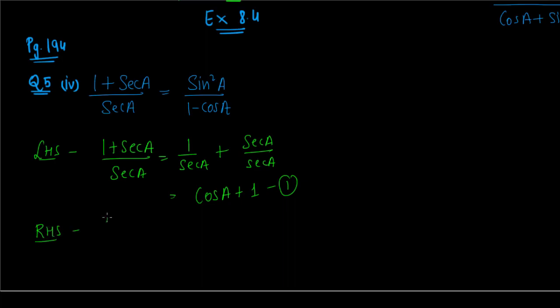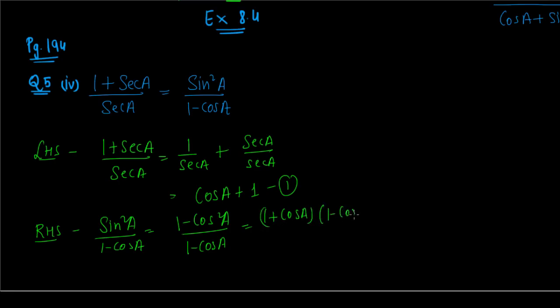In the RHS we have sine square a by (1 minus cos a), right? Now you know that sine square a can be written as 1 minus cos square a. Clear? Now this is of the form a square minus b square, 1 square minus cos square a. So this is (1 plus cos a) into (1 minus cos a) divided by (1 minus cos a). So 1 minus cos a gets cancelled. You directly get 1 plus cos a.